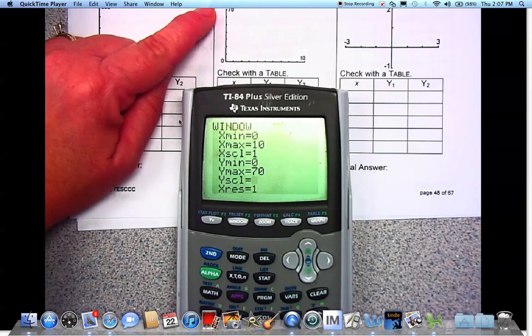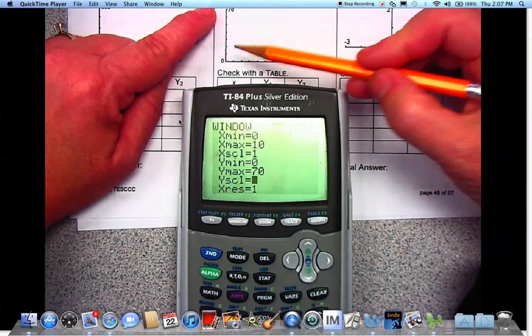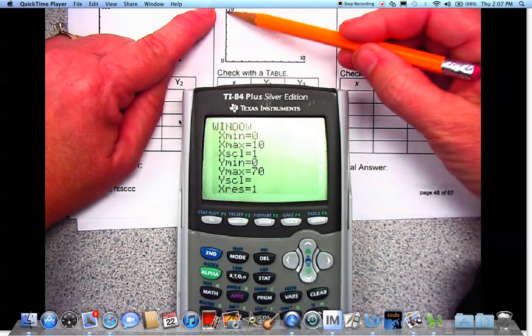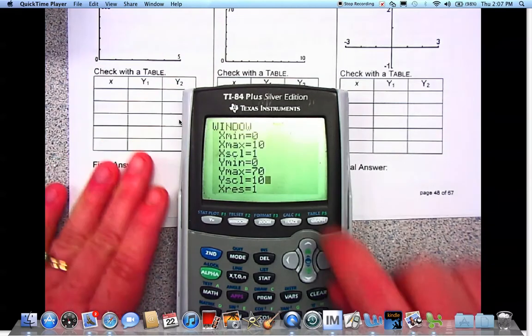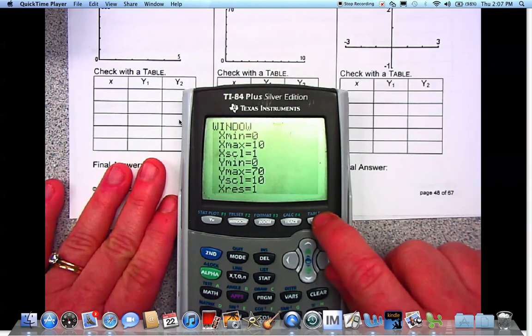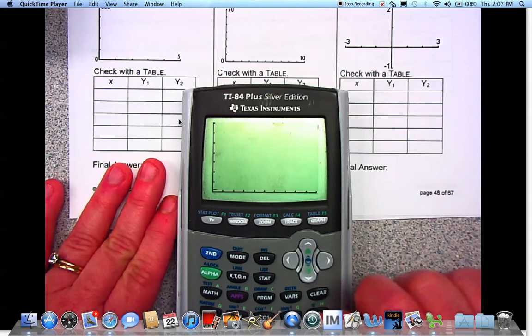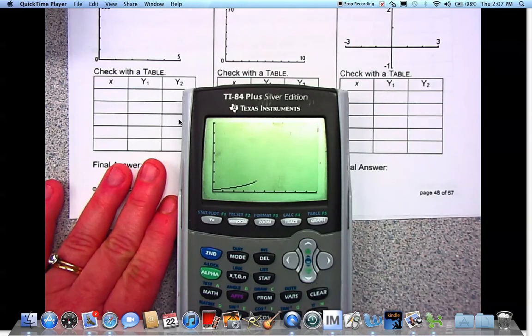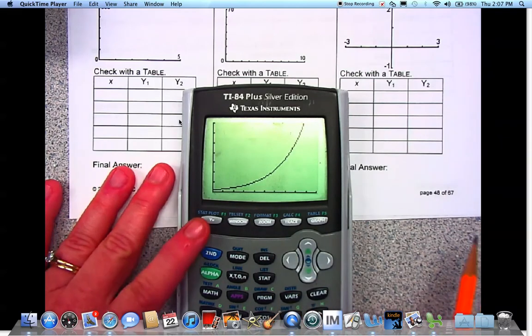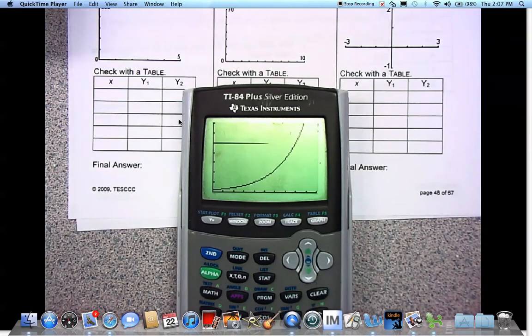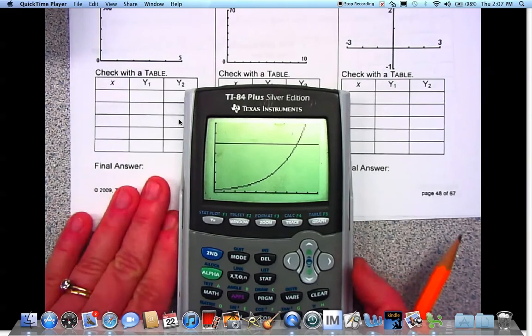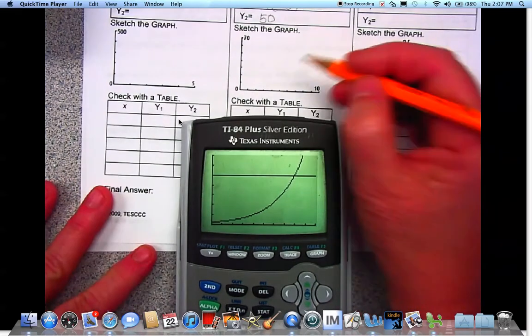Now the Y scale looks like it's going by what here? Tens. So let's make the Y scale 10. Everybody got the window? Yes. Okay, graph it. Starts out slow but gets faster. Oops, I forgot to put 50 in there. Did y'all put 50 in? Yes. Oh, I'm the one that forgot. Okay, we pay attention. Let's check, sketch it.